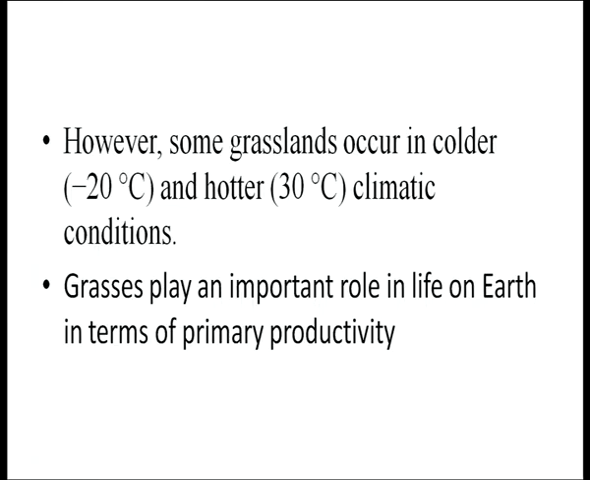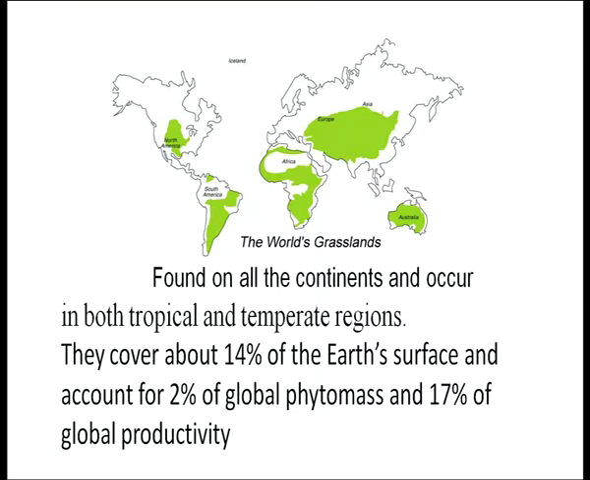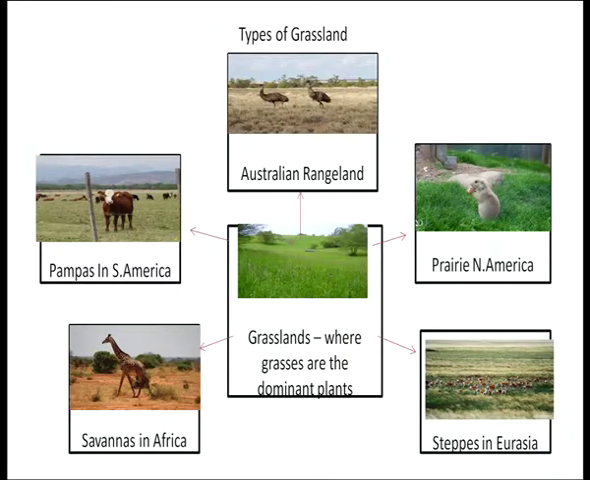Grasses play an important role in life on Earth in terms of primary productivity. The grasslands are found on all the continents and occur both in tropical and temperate regions. They cover about 14% of the Earth's surface and account for 2% of the global phytomass, 17% of the global productivity. They are named differently in different parts of the world.